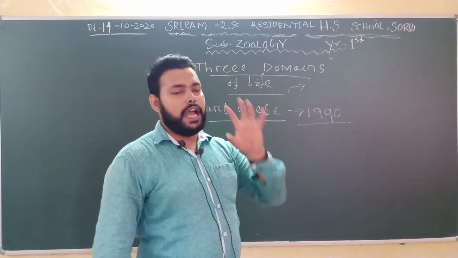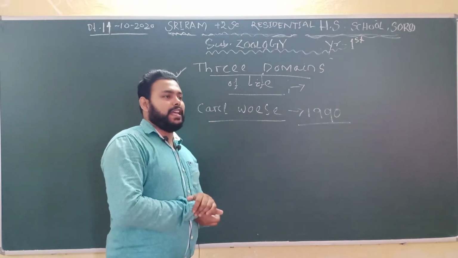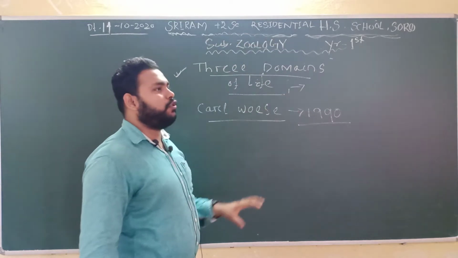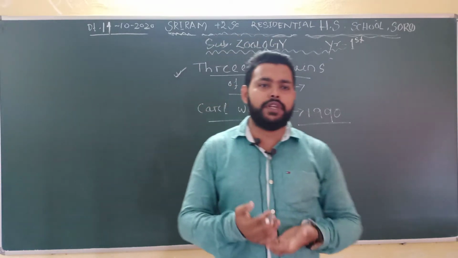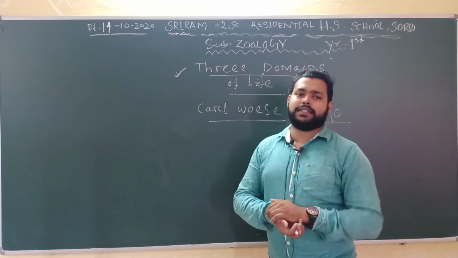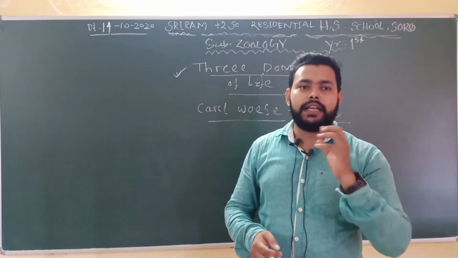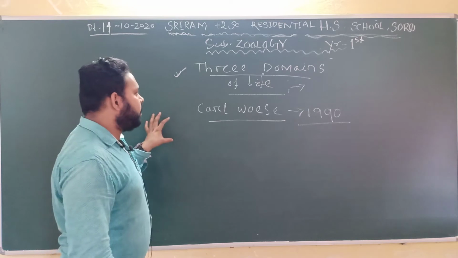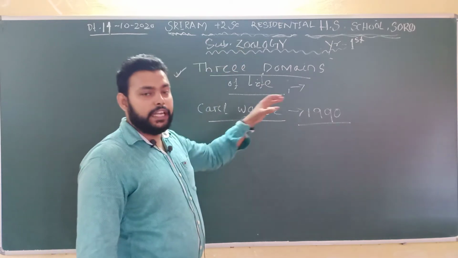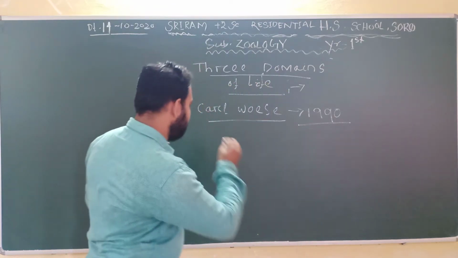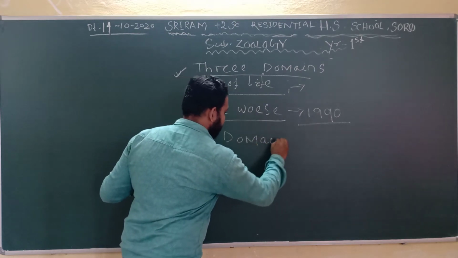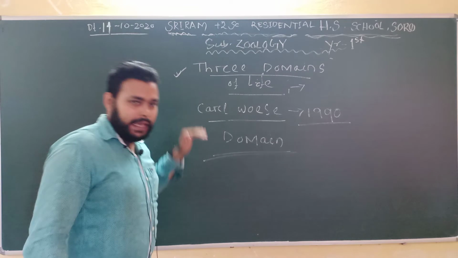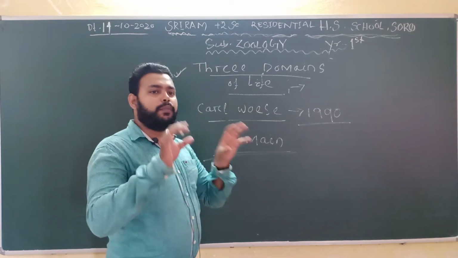So according to Carl Woese and the concept of three domains of life, we know the kingdom is the highest taxa among all the seven taxa. But it is very interesting that Carl Woese told that above the kingdom we can add another taxa. What is this? This is the domain. According to this concept, above the kingdom another highest taxa we can put, that is the domain.